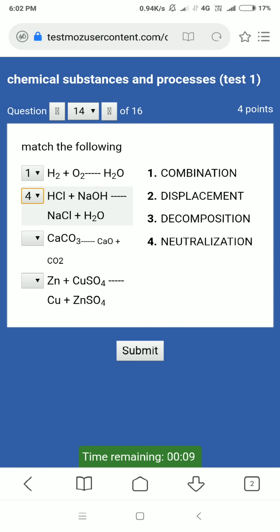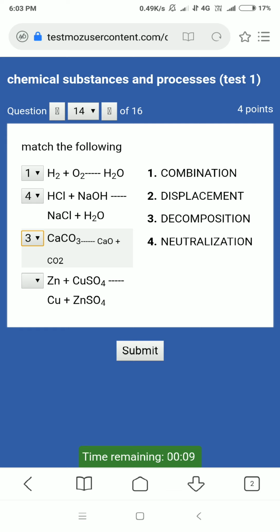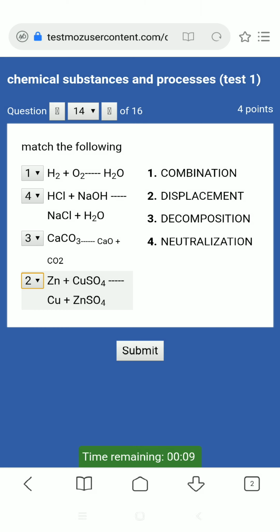Now the next one is CaCO3. It is calcium carbonate. It is breaking down into two different substances. The one is calcium oxide and the second one is carbon dioxide. So when one substance breaks down to produce two or more substances, the reaction will be decomposition. So answer will be 3. In the next one, zinc plus copper sulfate is giving copper plus zinc sulfate. So that means here the reactants are 2 and the products are 2. But you can see that here the metal zinc is replacing another metal copper. So here replacement takes place, so the reaction will be displacement reaction and option will be 2.